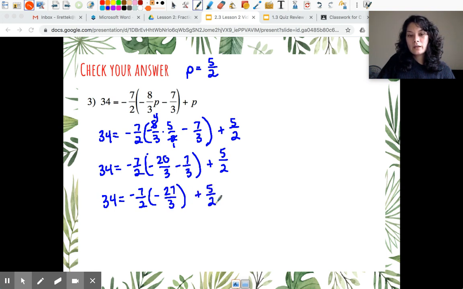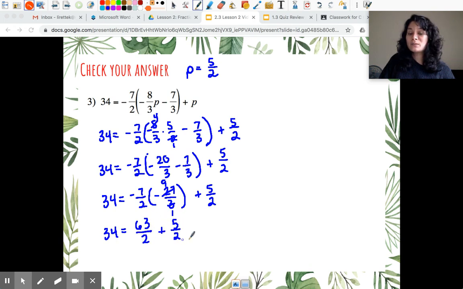plus 5 halves. I'm going to multiply here. This can actually reduce. 27 divided by 3, that's going to give me 1 and 9. So now I'm just going to multiply. Negative times negative gives me positive. 7 times 9 gives me 63. 2 times 1 is 2.